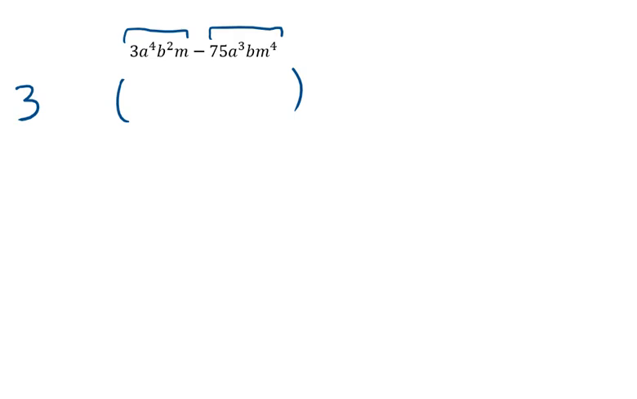Out of a to the 4 and a to the 3, a to the 3 is going to be part of my GCF. I just choose a to the smaller number. Between b to the 2 and b to the 1, b to the 1 is what I'll factor out. Between m to the 1 and m to the 4, m to the 1 is what I factor out. When I do 3 divided by 3, I'm left with 1.